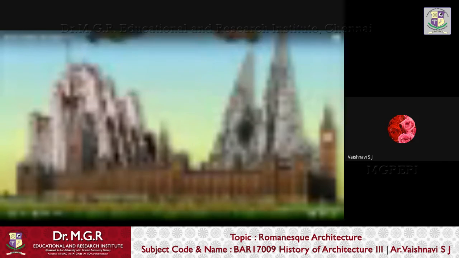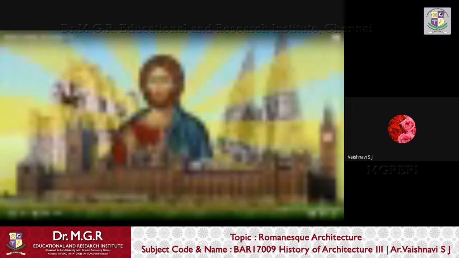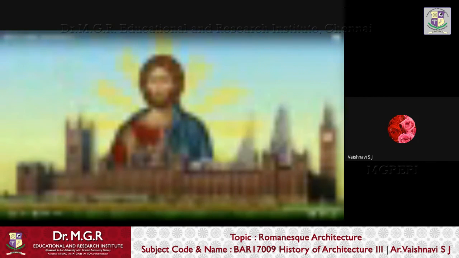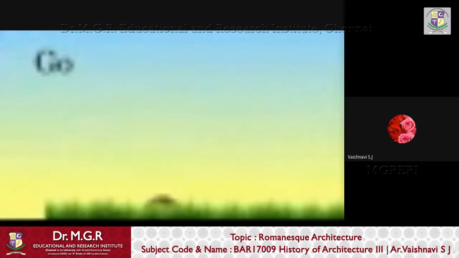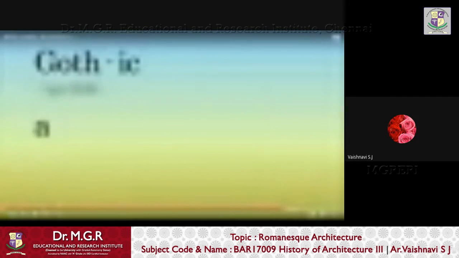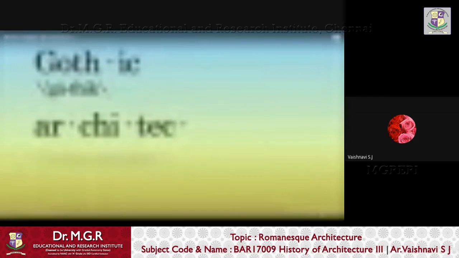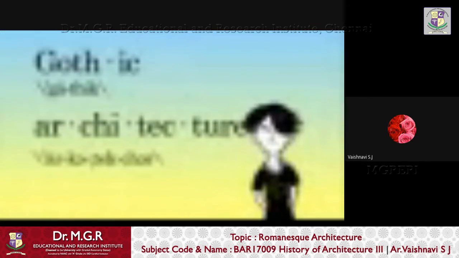And they had Gothic revival also. They used a few more styles along with Gothic style, so it came into a name called Gothic revival. And then they are given an explanation for the name Gothic.